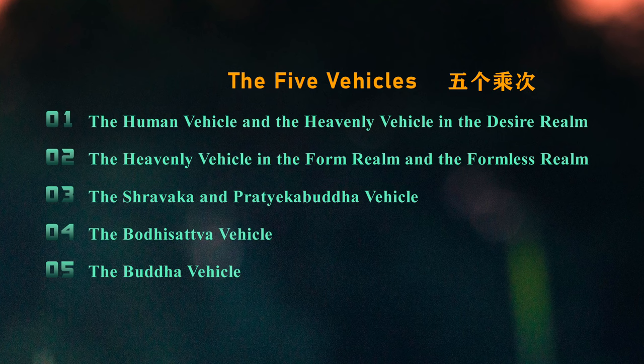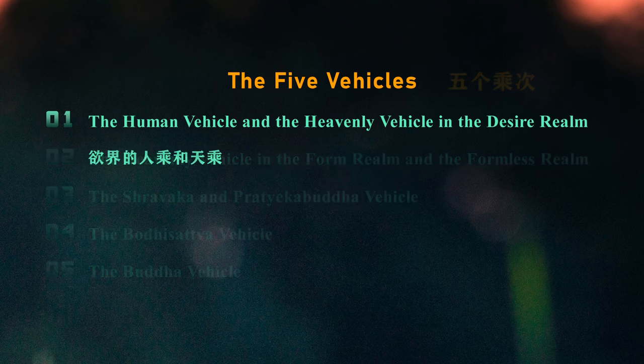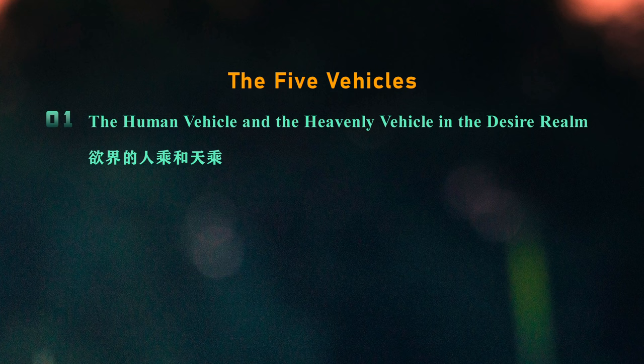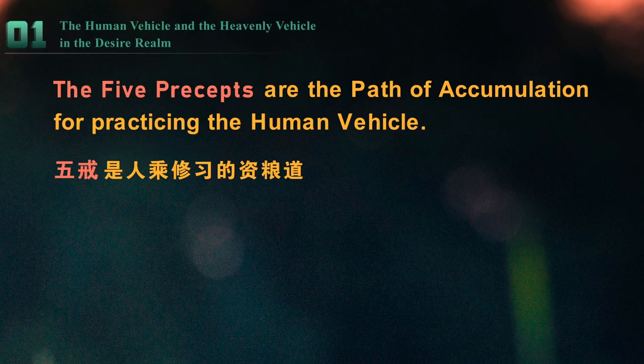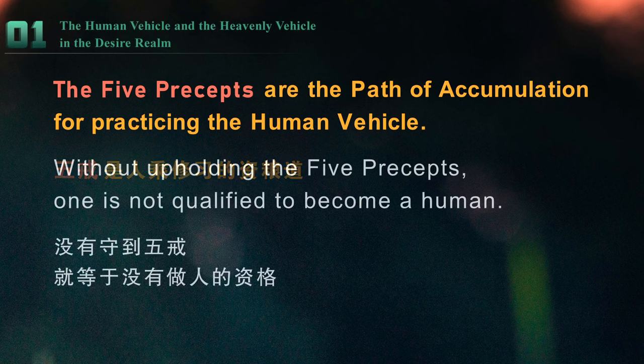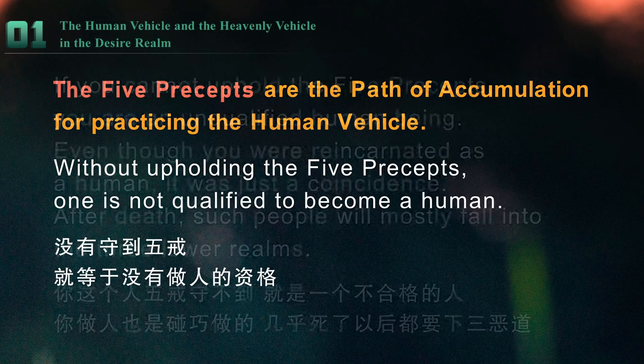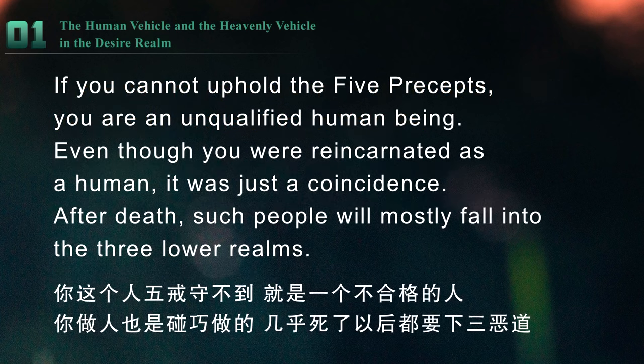Next, let's introduce the five vehicles. Number one, the human vehicle and the heavenly vehicle in the desire realm. The five precepts are the path of accumulation for practicing the human vehicle. Without upholding the five precepts, one is not qualified to become a human. If you cannot uphold the five precepts, you are an unqualified human being. Even though you were reincarnated as a human, it was just a coincidence. After death, such people will mostly fall into the three lower realms.